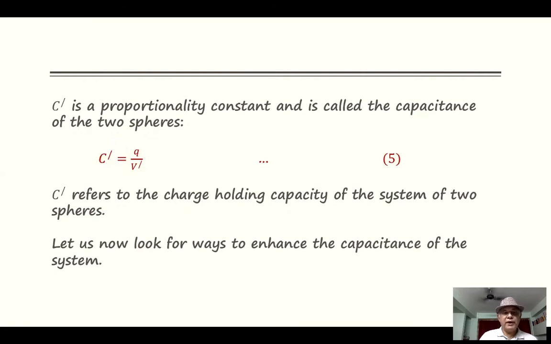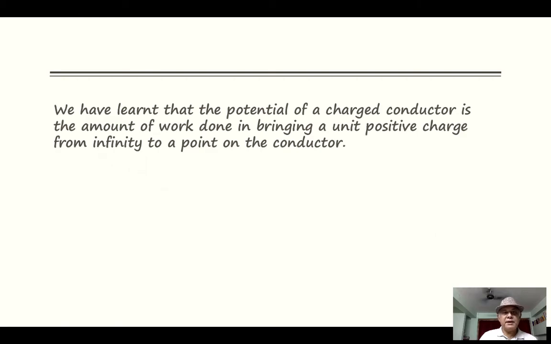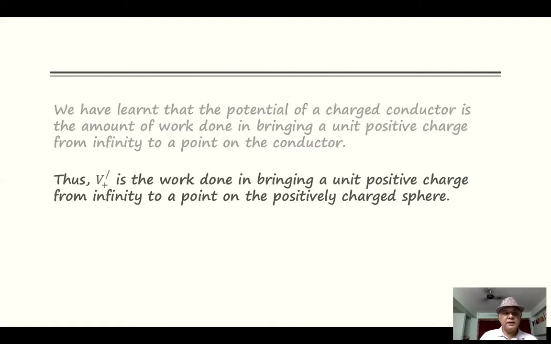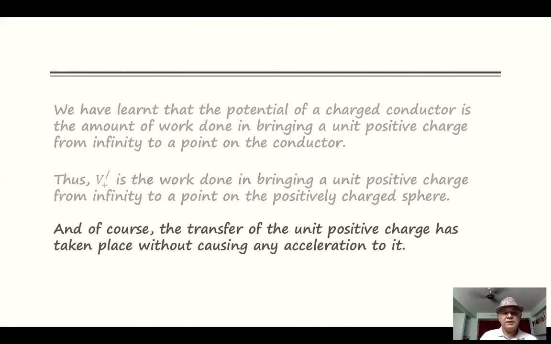Let us now look for ways to enhance the capacitance of the system. That is, the charge holding capacity of the system. We have learned that the potential of a charged conductor is the amount of work done in bringing a unit positive charge from infinity to a point on the conductor. Thus, V plus dash is the work done in bringing a unit positive charge from infinity to a point on the positively charged sphere. And of course, the transfer of the unit positive charge has taken place without causing any acceleration to it.